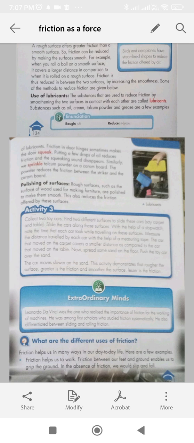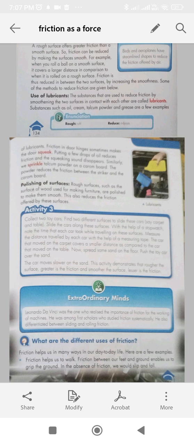So now, let's continue. Extraordinary minds: Leonardo da Vinci was the one who realized the importance of friction for the working of machines. He was among the first scholars who studied friction systematically. He also differentiated between sliding and rolling friction.